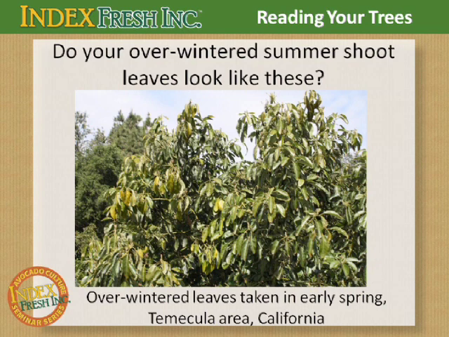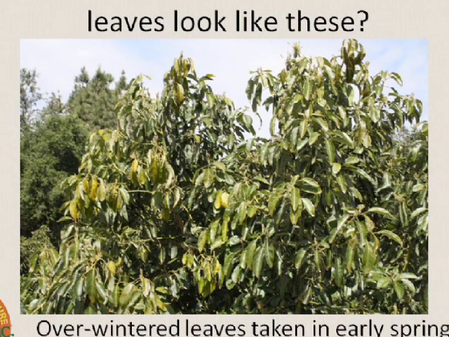The next slide shows overwinter leaves taken in Temecula. Now you can see that these look very different. There's a certain tiredness in the leaves. The leaves are droopy. The color is certainly not deep green. It's a yellowy color. There is a little bit of tip burn somewhere along here.